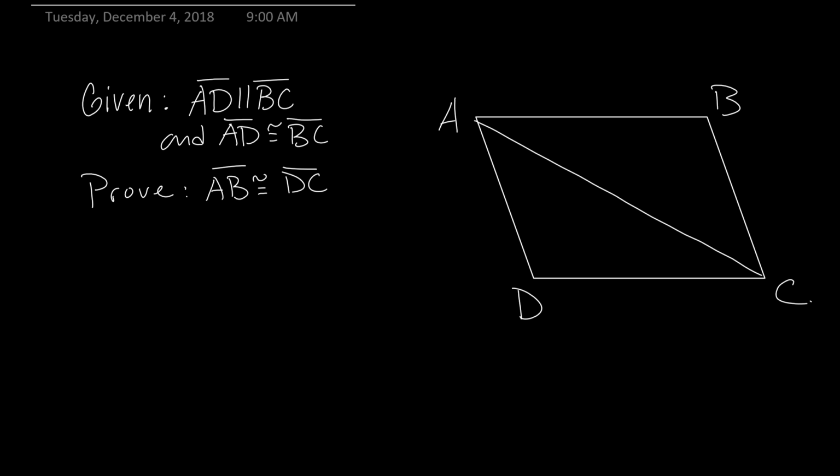We are asked here to prove that AB is congruent to DC, given AD is parallel to BC, and AD is congruent to BC. What should we do first here?